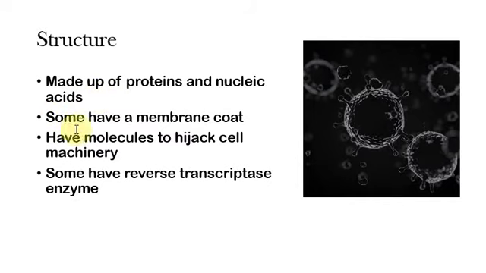There are actually some viruses that have a membrane coat, but this membrane coat came from eukaryotic organisms. These are just viruses that formed inside of a cell, and as they came out, they brought the membrane with them.